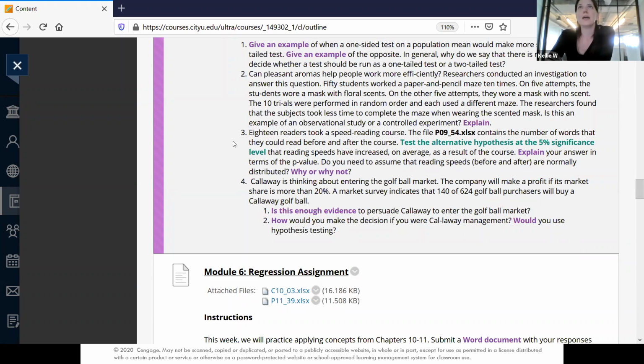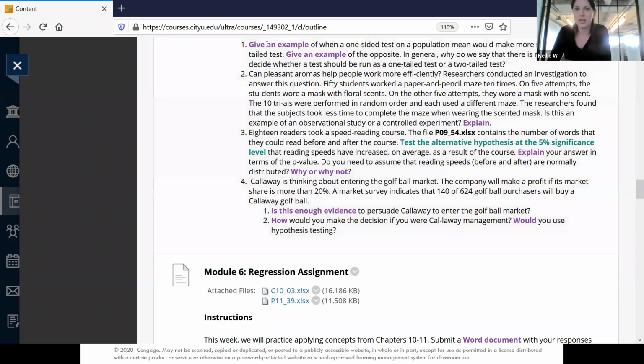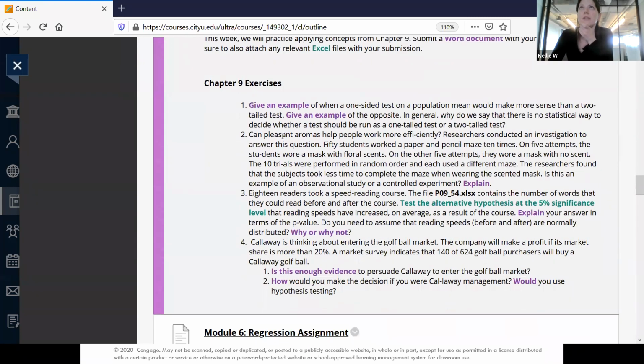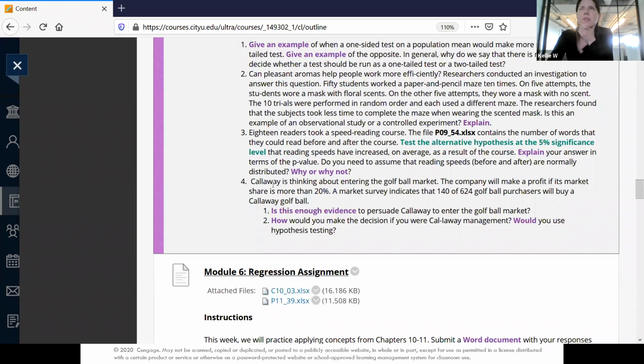For question 3, you get some data about a speed reading course, and you're trying to test whether people can read faster on average. That word average tells you you're dealing with a test for the population mean, before and after the course. You're going to take the data and use the template for hypothesis testing, and let me make sure it's provided. Okay, I will send that out to you so that you don't have to plug in all of those formulas yourself.